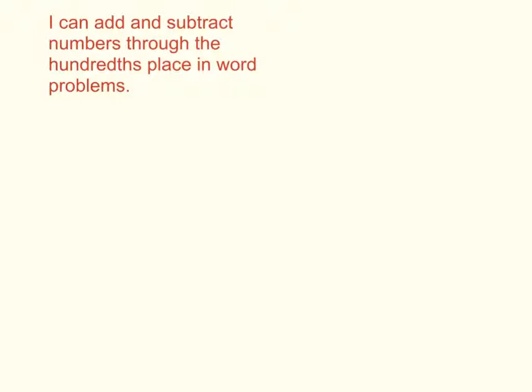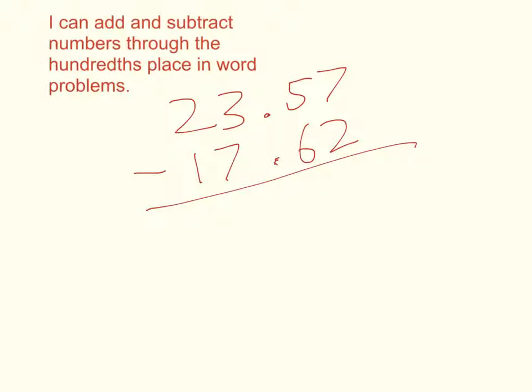Alright, so in this video we're going to talk about adding and subtracting numbers through the hundredths place in word problems. For this, we're going to review adding and subtracting of decimals. So if you think about it, you have a number like 23 and 57 hundredths minus 17 and 62 hundredths. An important thing to do when adding and subtracting decimals is make sure your decimal points line up, so then all your place values line up. So the ones and the tens are together, your tenths and then hundredths are together.